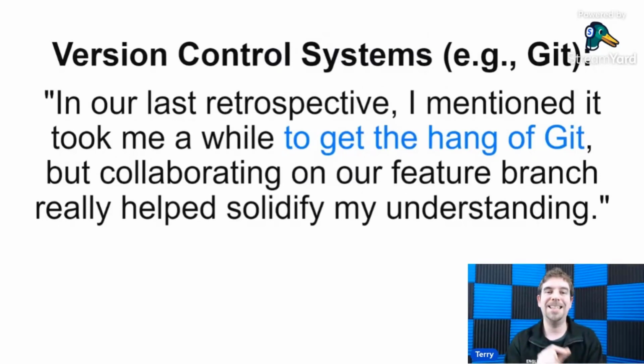Version control systems. In our last retrospective, I mentioned it took me a while to get the hang of Git. Okay, that's a very interesting sentence because you have this sentence here. It took, so took is the past of take, and then you need to add the it, as in the process, the situation. It took me a while to get the hang of. And that's a really useful sentence you can use. You could use it a lot. You know, it took me a while to get the hang of, right?